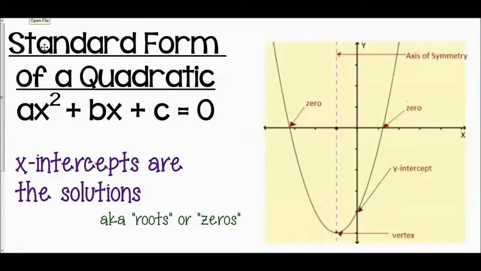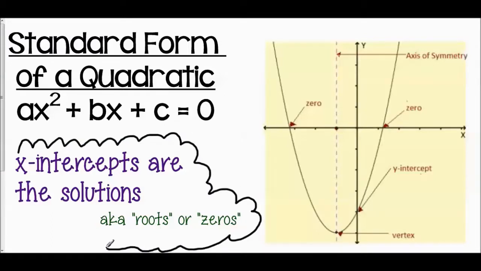So the standard form of a quadratic, like you know, is ax squared plus bx plus c equals 0. You have all of those terms on one side. The a, the b, and the c look like numbers, then the x squared and the x remain. And a very key idea of this whole chapter is that the x-intercepts are the solutions to the equations, and these are also known as the roots or the zeros.